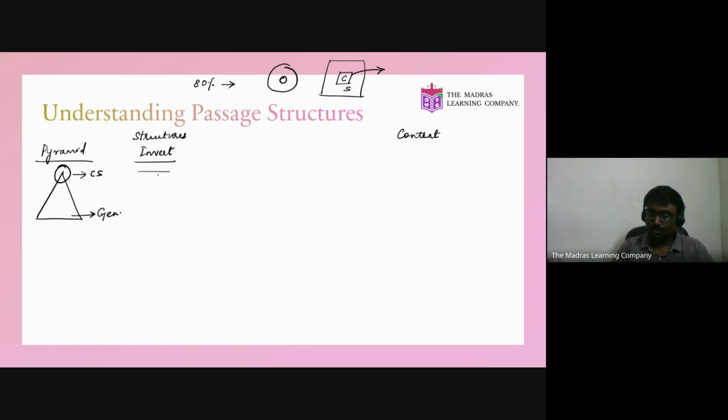The next structure that you have is going to be called an inverted pyramid. An inverted pyramid is the opposite of a pyramid, which means the author is going to begin by giving you a general introduction, and the point that he makes is towards the end, the central point. I'm going to call it central point, CP. So the central point is going to be towards the end in an inverted pyramid. The moment you see some introduction, then you know that your point is going to be towards the end.